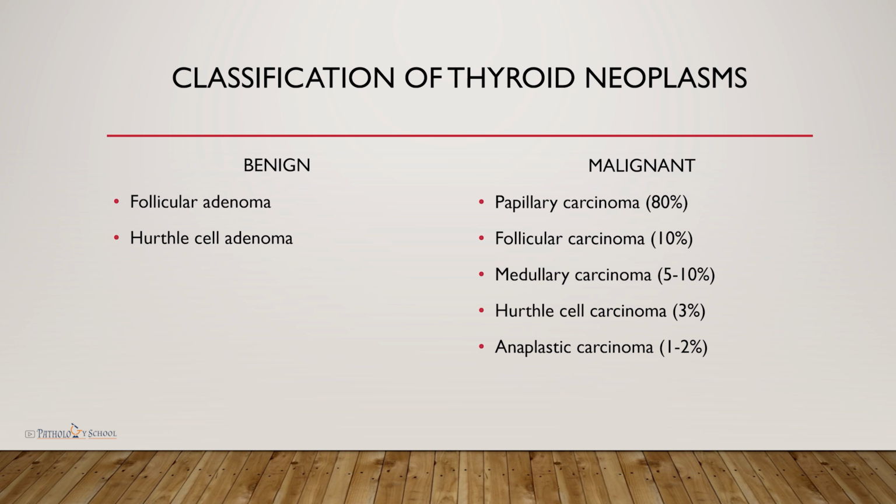Let's have a look at the classification of the thyroid neoplasms. The benign are the follicular adenoma and the Hürthle cell adenoma, while the malignant is the papillary carcinoma, which is the most common variant. Next is the follicular carcinoma, medullary carcinoma, Hürthle cell carcinoma, and anaplastic carcinoma.